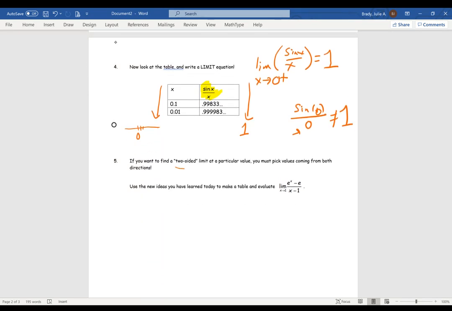A two-sided limit at a particular value won't have the plus or minus subscript. If you look at this notation, it's not saying x approaches 1 from the plus or x approaches 1 from the minus. It's just saying x approaches 1. So that's called a two-sided limit. It's not true if it's infinity because you can only get to the ends from one direction. But if you have some real number value, you can approach from either direction. So if we're going to make a table, we should probably look at both sides, right?